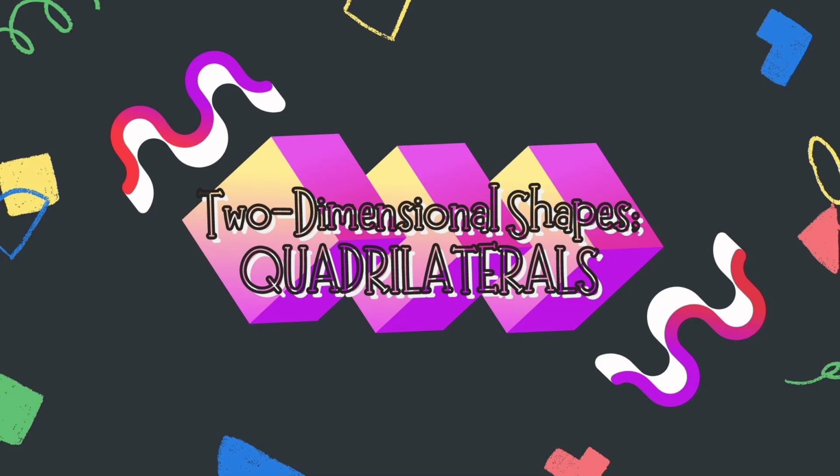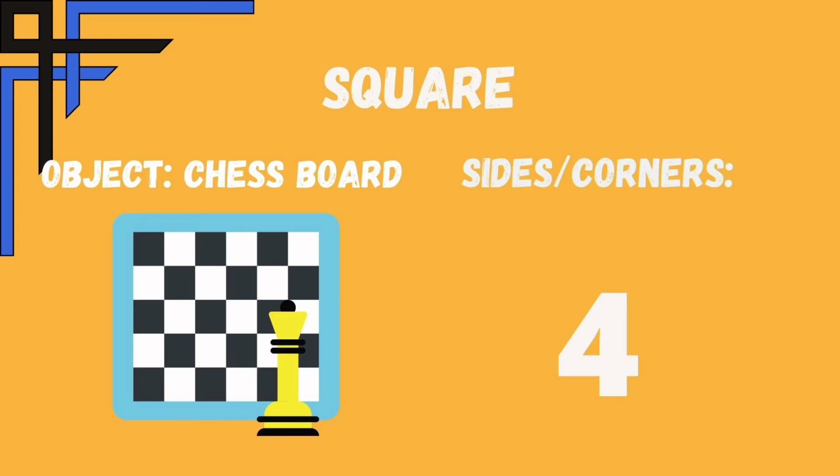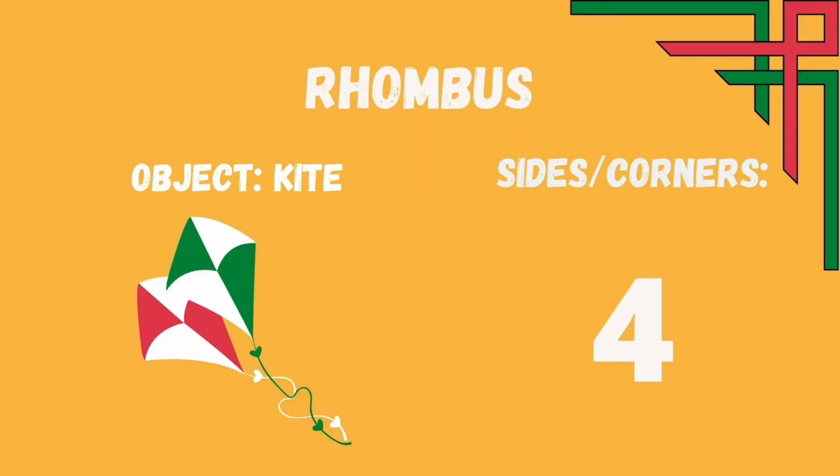The 2D shapes also include quadrilaterals. These include the shape square that has 4 sides. And the chessboard is also an example of it. Second, we have a rhombus. The kite could be an example of this shape because it has 4 corners as well.